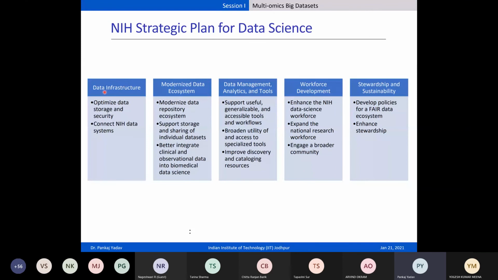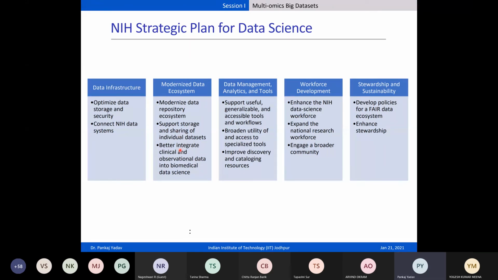They have proposed a policy for data infrastructure, which basically focuses on optimizing data storage and security, which is one of the important tasks. They also provide a connected NIH data system, and they have created a new strategy for modernizing the data repository ecosystem and supporting the storage and sharing of individual data sets. So sharing and storage are important terms.